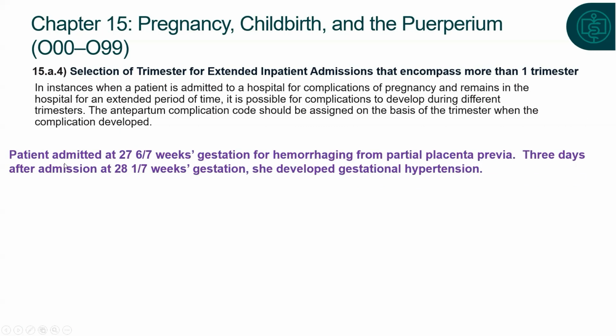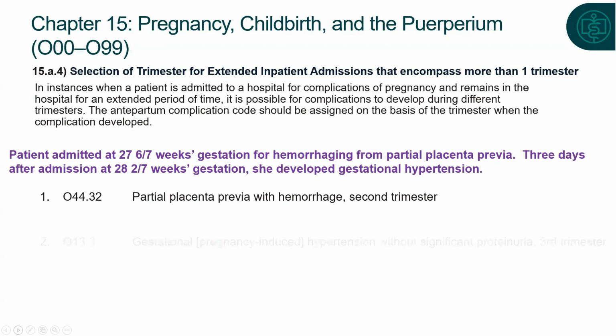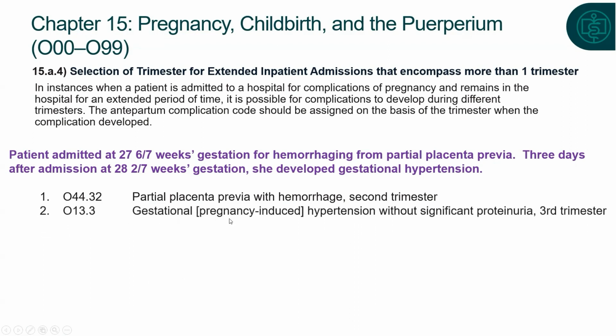Let's take an example here. At 27 weeks and 6 days, we have hemorrhaging from partial placenta previa for which she was admitted. And then 3 days after admission, at 28 weeks, 2 days gestation, she developed gestational hypertension. So our first listed code is going to be partial placenta previa with hemorrhage, second trimester, because this happened at 27 weeks, 6 days. So we are going to be in our second trimester at that point. But then 3 days after admission, we have gestational pregnancy-induced hypertension without significant proteinuria, that's not documented. And that's in the third trimester. And then, of course, we have our 27 weeks gestation of pregnancy.